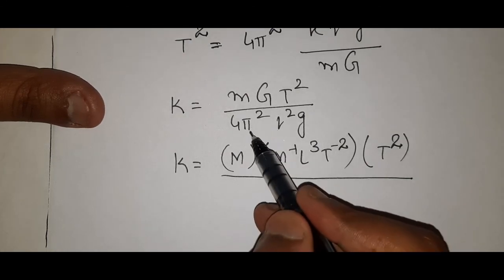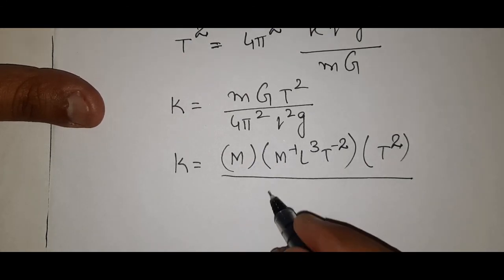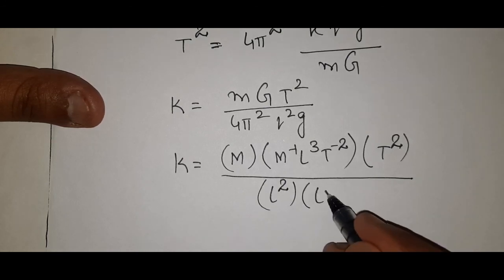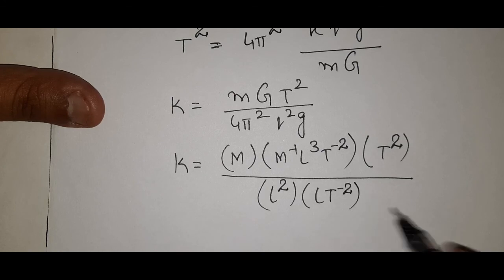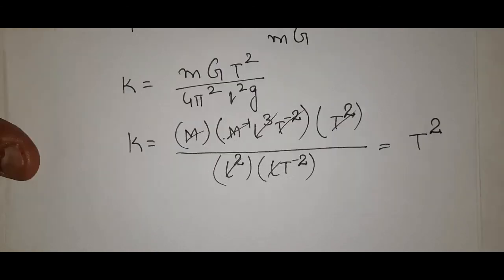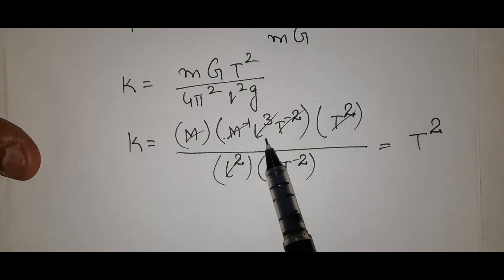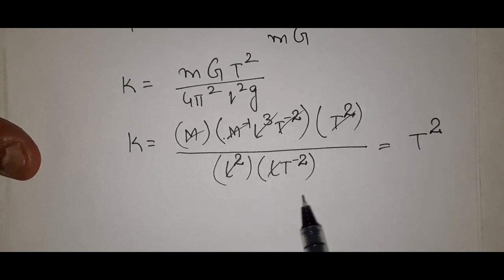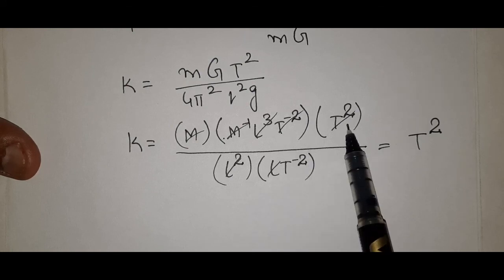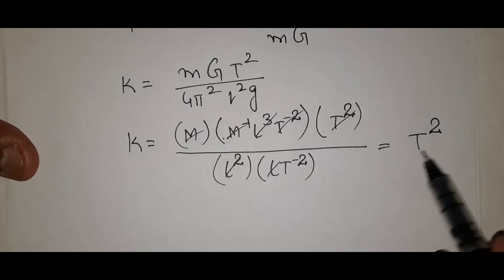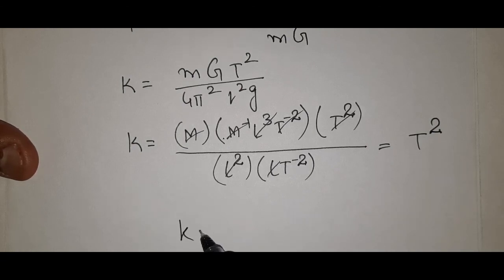4 pi square, constant. L square, length square. G, acceleration due to gravity, LT minus 2. Solving this all, we will be getting the dimensional formula for K. We get T square. This and this cancelling, this L cube, this cancelling, this T minus 2, the remaining term is T minus 2, T plus 2. T minus 2 going above will be T square. Okay, and we are getting K is equal to T square.